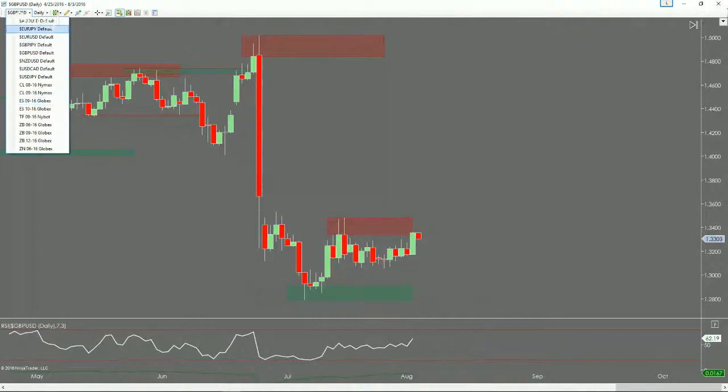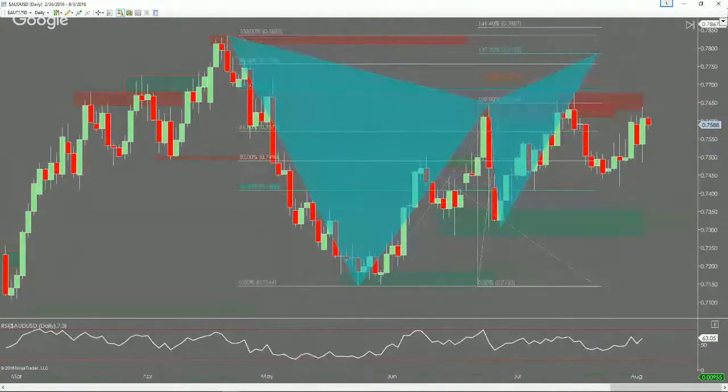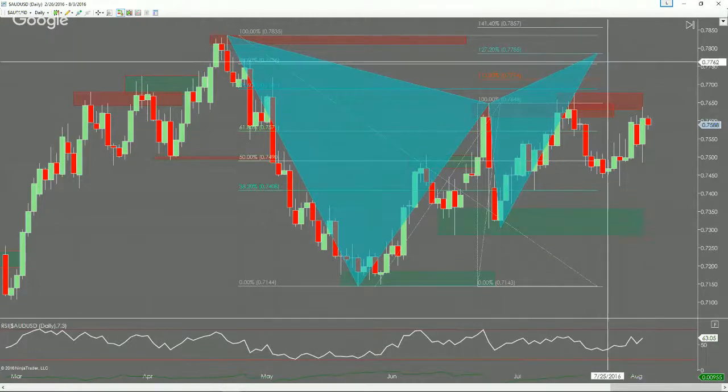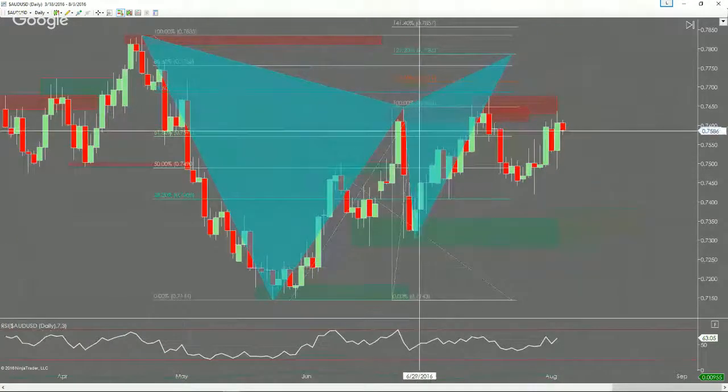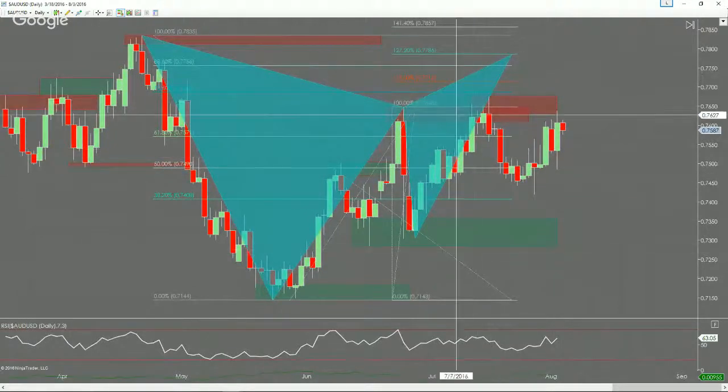Okay, next one is the Aussie dollar. All right, the Aussie dollar, we still have that bearish Gartley pattern, and the daily still has not been invalidated. We still haven't gotten to our completion level. Now, there's actually this cool thing happening over here.